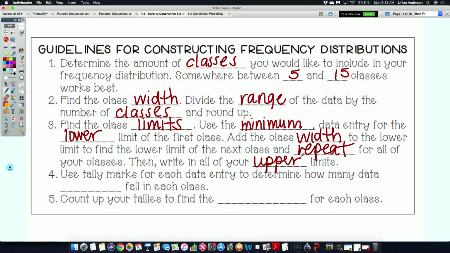Now you have basically that first column in your frequency distribution. So you use tally marks for each data entry to determine how many data points fall in each class. And then, of course, you want to count up your tallies to find the frequency for each class.